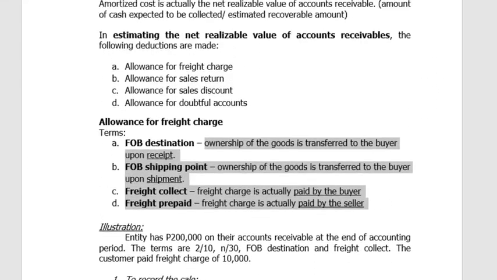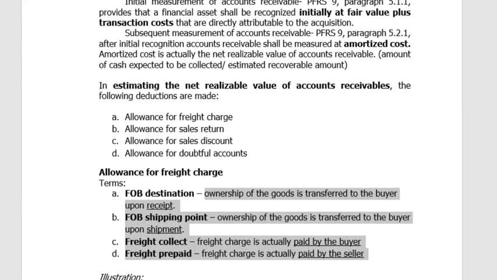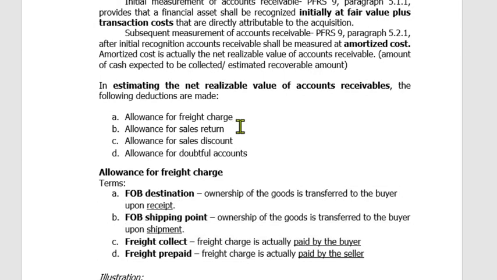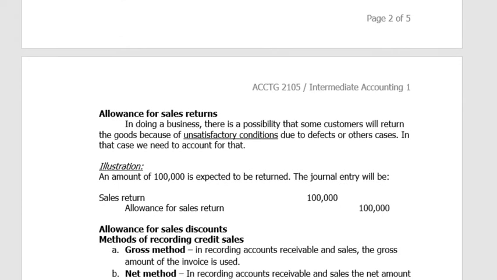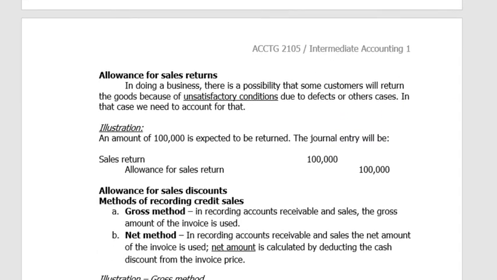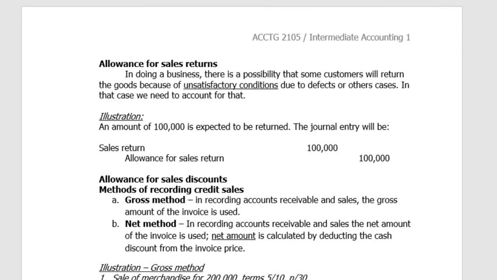Now, let's move on. Kanina, we already discussed allowance for freight charge. Now, let's go to allowance for sales return. So, ano ibig sabihin nitong sales returns na to? Di ba, pag nagbebenta ka, sometimes there are defects on the items or goods, or the goods are of unsatisfactory conditions. So, maybe alam mo na to when you are doing your basic accounting. Let us illustrate. An amount of 100,000 expected to be returned.